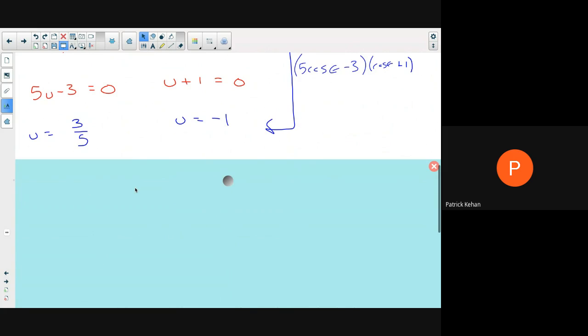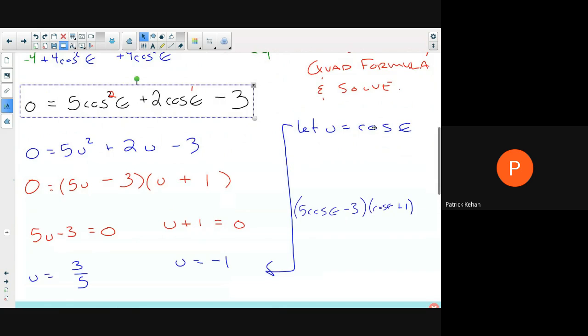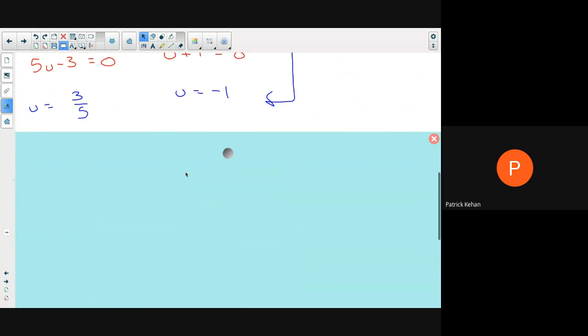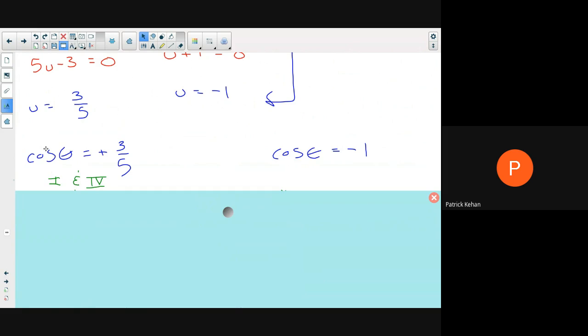And now this would be a good time to turn around and replace u back with what we originally defined it as, cosine theta. So we're going to set cosine theta equal to 3/5, cosine theta equal to -1 here. And now we're solving it just like we did in chapter 7 and chapter 8. Take note that the left equation here is positive 3/5. So that's going to be an angle in quadrants 1 and 4. And the right one is negative, but this is a special ratio for cosine, which does not put it in a quadrant. It makes it a quadrantal angle.